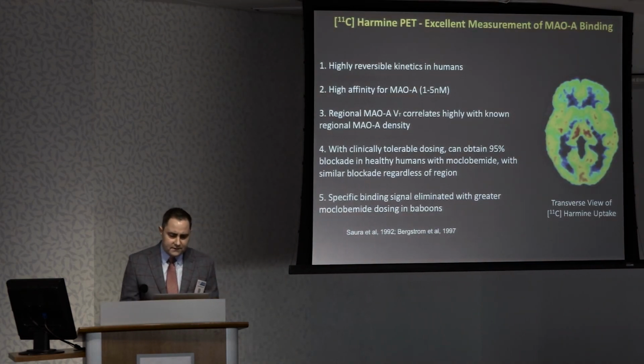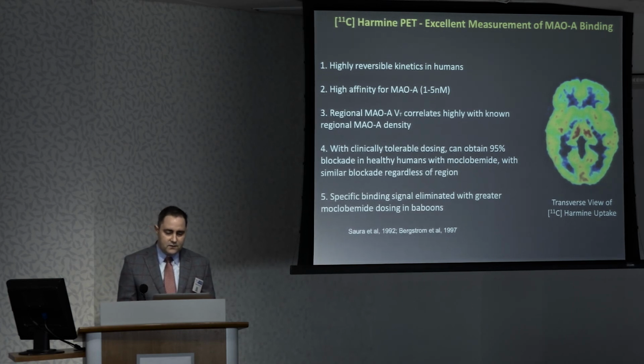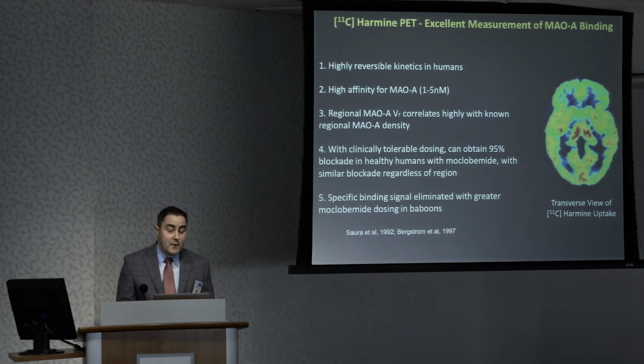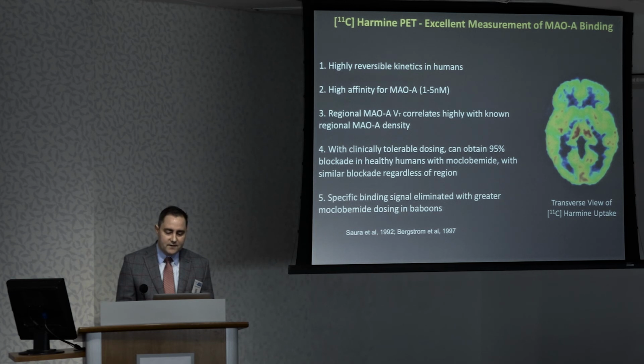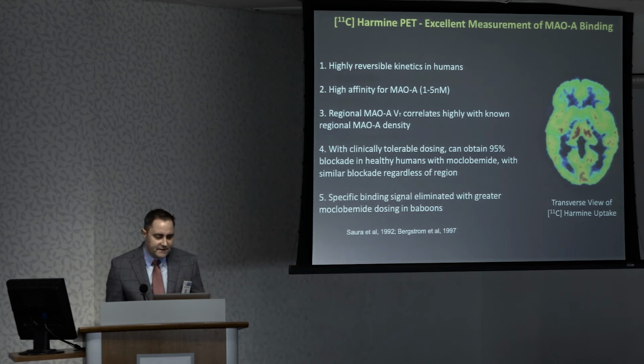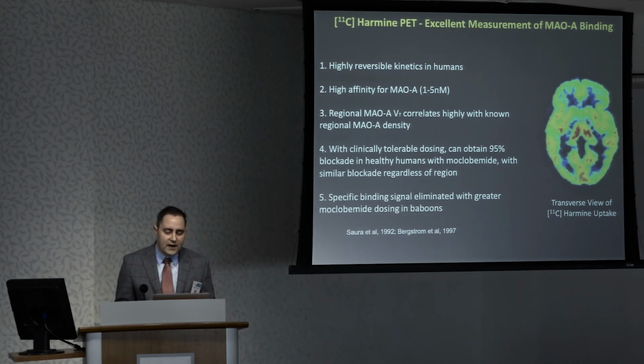So PET is a nuclear medicine functional imaging technique that is used to discern metabolic processes in the brain or body. The system detects pairs of gamma rays emitted indirectly by the positron emission radioisotope, the tracer, which is introduced into the body in a biologically active molecule. The tracer that we used was harmine for MAOA. It has very desirable characteristics for binding to MAOA that are listed here.